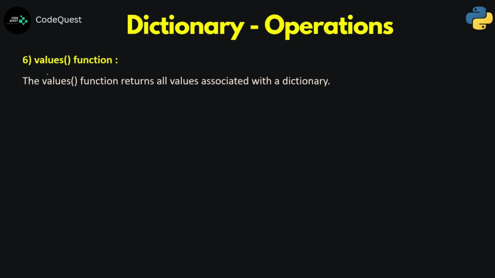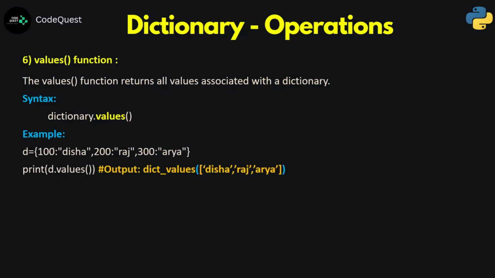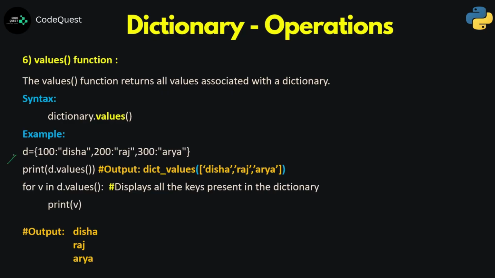Now, similarly, we can also fetch the values by using the values function. It is going to return all the values that are associated in a dictionary. Now, the syntax remains the same like we had used earlier with keys. Now, keys has been replaced with values. So in this context, we can take d.values().